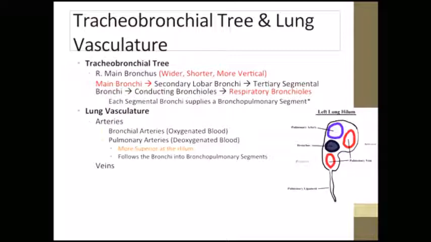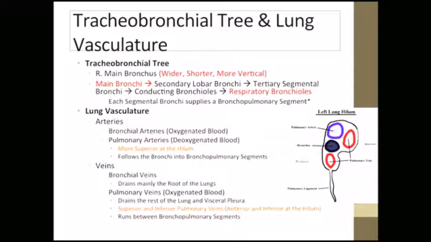And at the hilum, the pulmonary arteries are more superior. So this is the blue one here, and it's blue because it carries deoxygenated blood. And the pulmonary arteries follow the bronchi into the bronchopulmonary segments. So you contrast this with the veins. If you look at pulmonary veins, the veins run between bronchopulmonary segments and not following the bronchi into each segment.